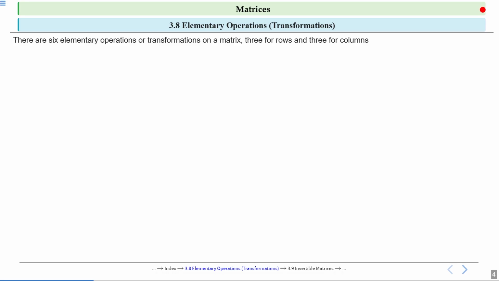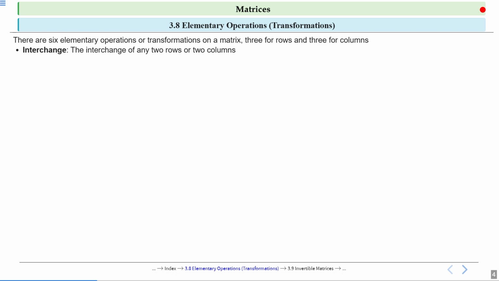So first, NCERT section 3.8, elementary operations or transformations, right? There are six elementary operations or transformations on a matrix. Three for rows and three for columns, right?